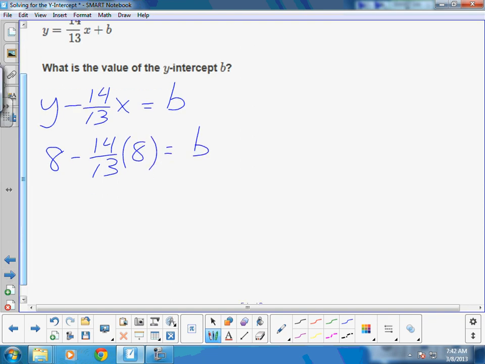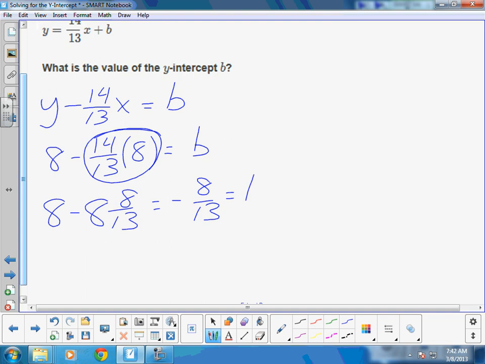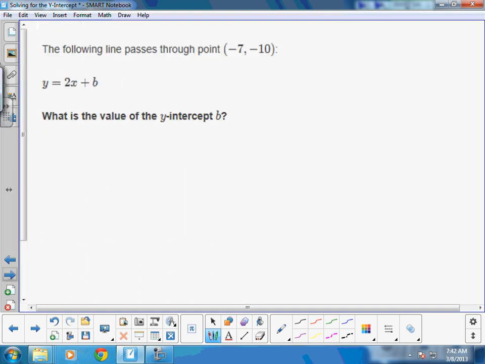When I do 8 minus this product, remember you have to multiply this out first. You have to multiply before you subtract. Some of you might have been doing that wrong. Oh, Mr. Altobelli, why am I getting these wrong? Well, there you have it. And when I do this math, I'm going to get 8 minus 8 and 8/13, which is equal to a negative 8/13. And that is b. Next one.